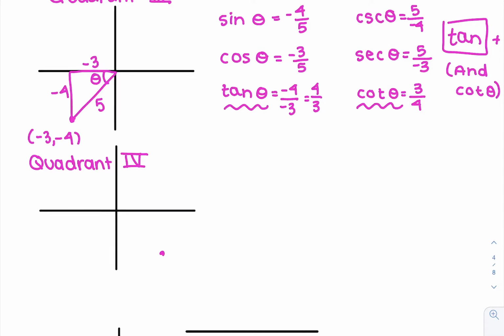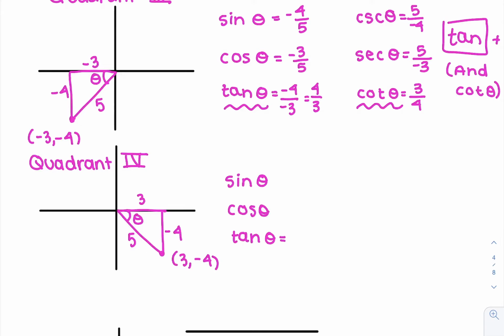So let's pick a point down here, and again, we're going to pick a point that just makes our lives easier. So we've got theta, and now we're going to pick the point (3, -4). So here's a +3. We go down 4, and our hypotenuse is still 5. Again, we're going to find sine of theta, cosine theta, and tangent theta. So we've got -4 over 5, we've got 3 over 5, and we've got -4 over 3.